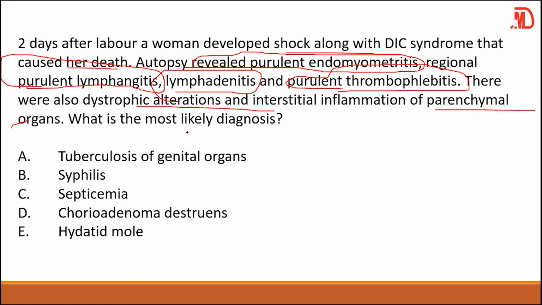Inflammation. This is what? Sepsis. And when we say septicemia, it is simply a form of sepsis. And usually in this form of sepsis, hemorrhagic syndrome is very pronounced. No wonder the person developed DIC syndrome. That means inability to control bleeding. So everything here is telling us that we're having what? A septic shock. So over here, we are going for septicemia. All right.